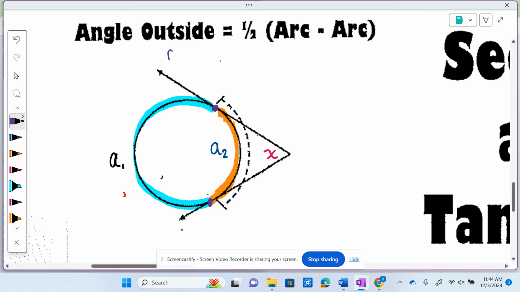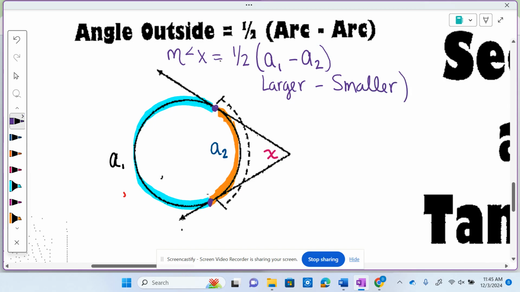So this just says that the measure of angle x equals 1/2 of the larger arc minus the smaller arc. I might need to write that. Larger minus the smaller. Because if you do the smaller minus the larger, you're going to end up with a negative, and you can't have a negative angle measure. Okay? So we're just going to do some fabulous practice with that.